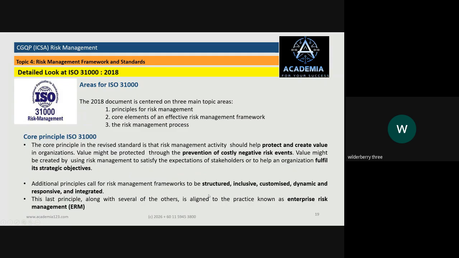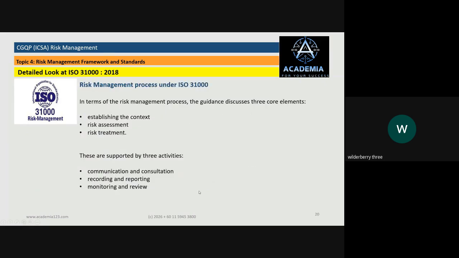Then you have here additional principles. It shall be structured, inclusive, customized, dynamic, responsive, and integrated. But these are additional principles because they know it takes time to achieve such a level. To achieve a dynamic, integrated, responsive risk management framework takes a lot of time. It takes years. It is not done overnight and not done by ChatGPT in 5 minutes and then ready to go. It must be deeply embedded in the company itself. And the whole is also called enterprise risk management, ERM. They abbreviate it, and that's also where the connection comes with COSO. So, guidance: establishing the context, risk assessment, risk treatment.